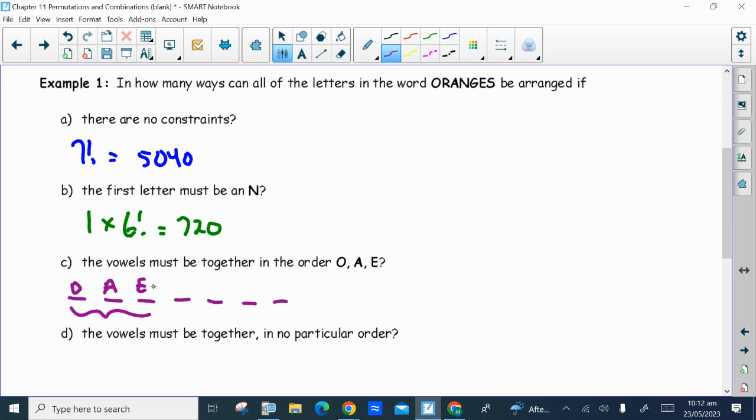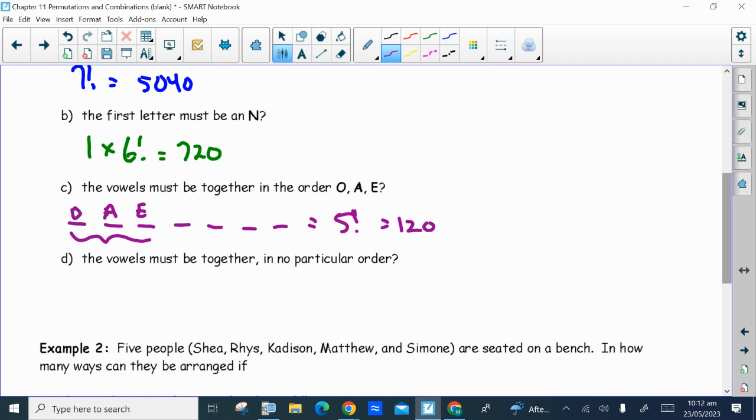So if these 3 letters count as one object to be arranged, plus we have the remaining 4 letters, that gives us a total of 5 objects that are being arranged. And 5 objects can be arranged in 5 factorial, which is 120. Whenever objects have to stay together as a group, they count as one entire object to be arranged.